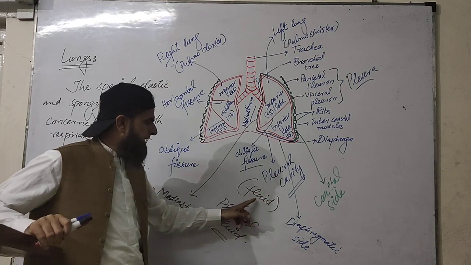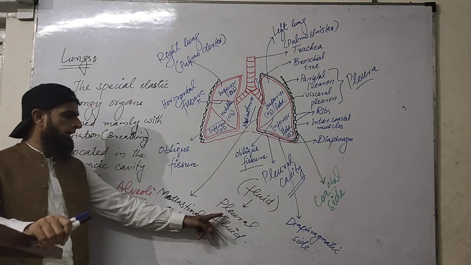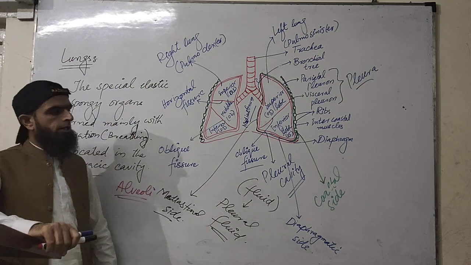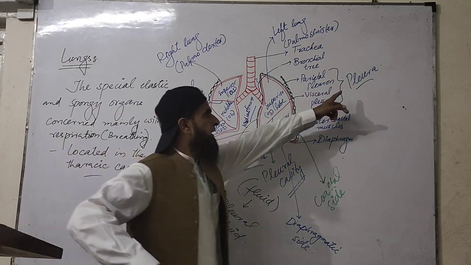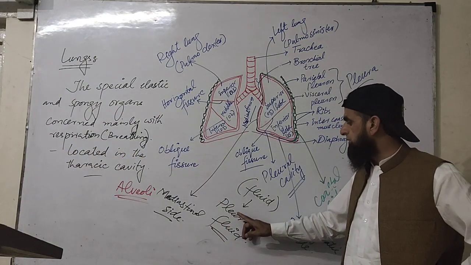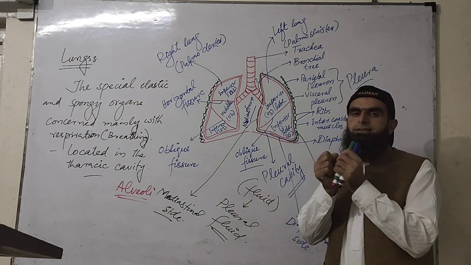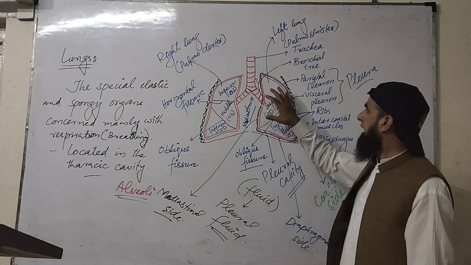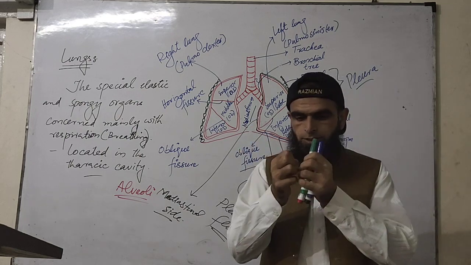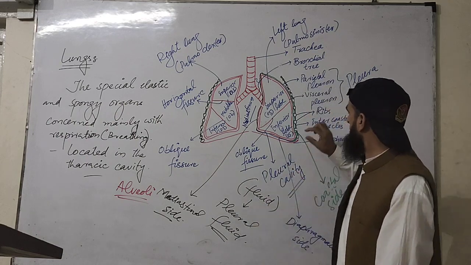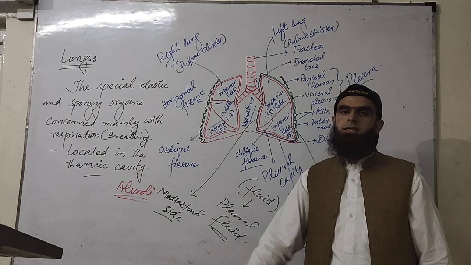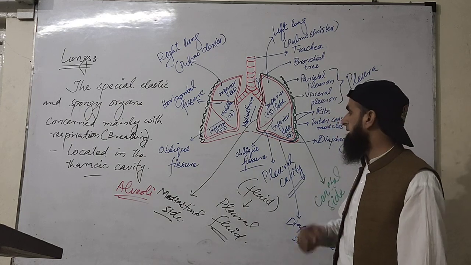This pleural cavity contains a special kind of fluid which is called pleural fluid. The function of this pleural fluid is to reduce the friction during the contraction and relaxation of the lungs. When the lungs perform this physical process, it is by the force of intercostal muscles and diaphragm, which will be discussed in the mechanism, inshallah, in the next video.